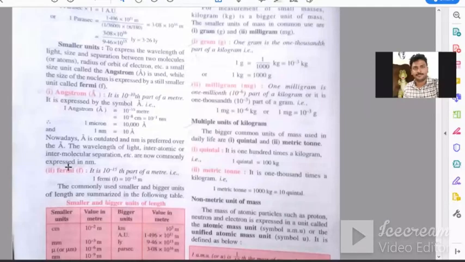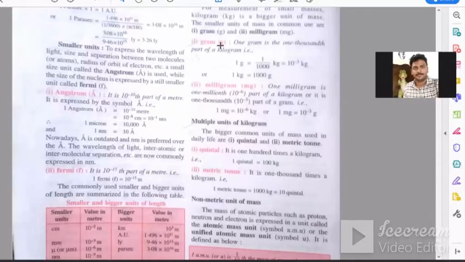Next one is the Fermi. 1 Fermi means 10 raised to the power minus 15 meter. Generally, if we talk about atoms and molecules, there we use the Fermi as a unit for giving the size of an atom or the size of the nucleus of an atom. So in atomic theory we use this Fermi as a unit of measurement. Now these are the smaller and bigger units of length.